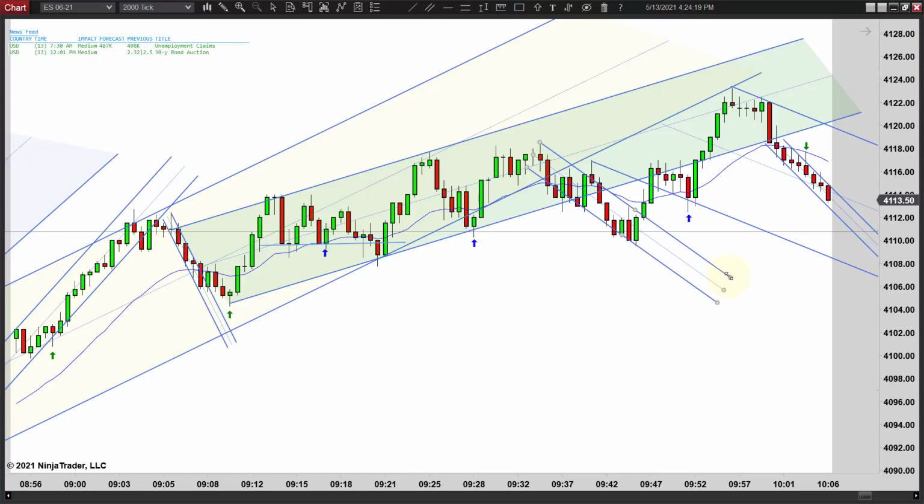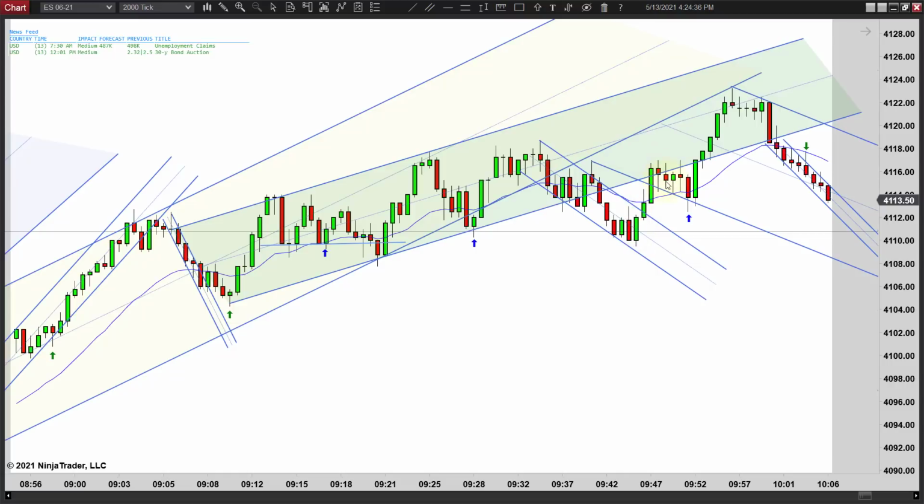Either way, if you drew it like this, which I don't have a problem drawing it like that, but it never really confirms that way either. You just get one touch, and when it comes back, it shoots right through. So it's just two-legged correction, second entry long.